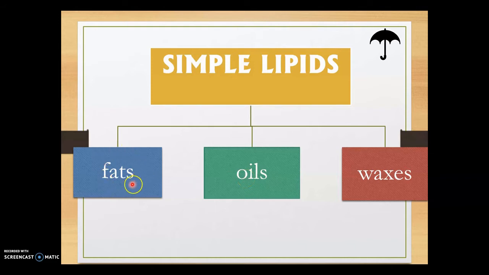Fats exist in solid form, while oils are seen in liquid form. Fats have a higher melting point, while oils have a lower melting point. The other one is the waxes. Commonly, waxes are sperm wax or honey wax. All these fats, oils and waxes come under the simple lipids.